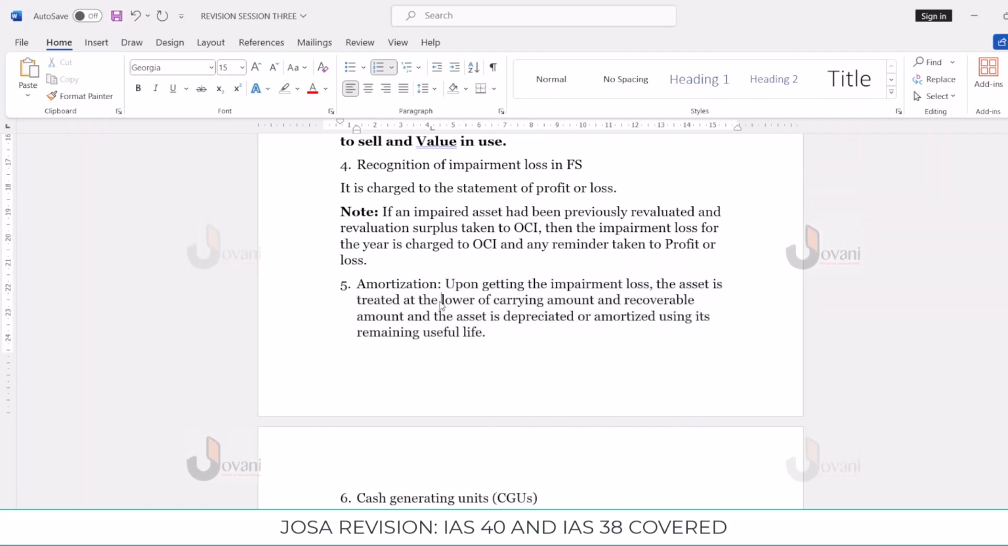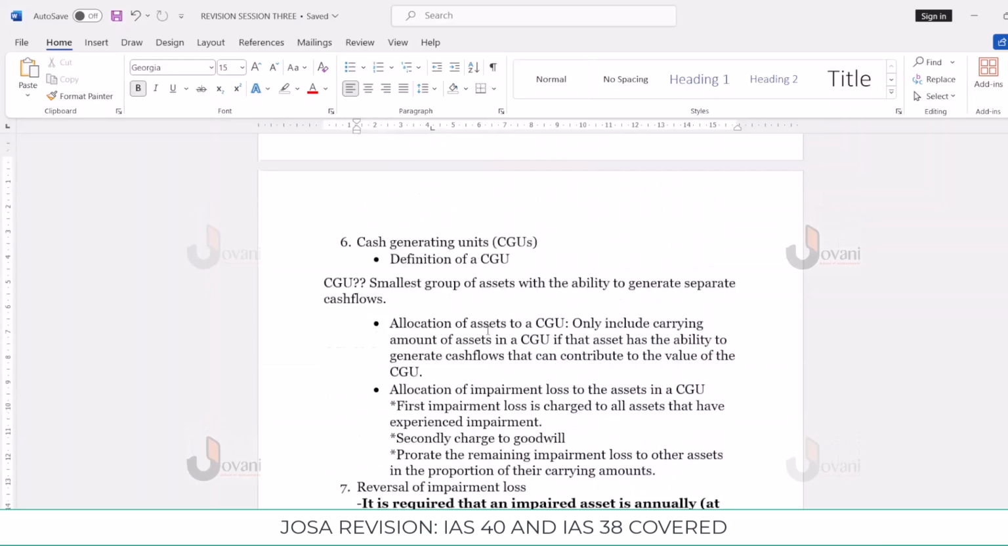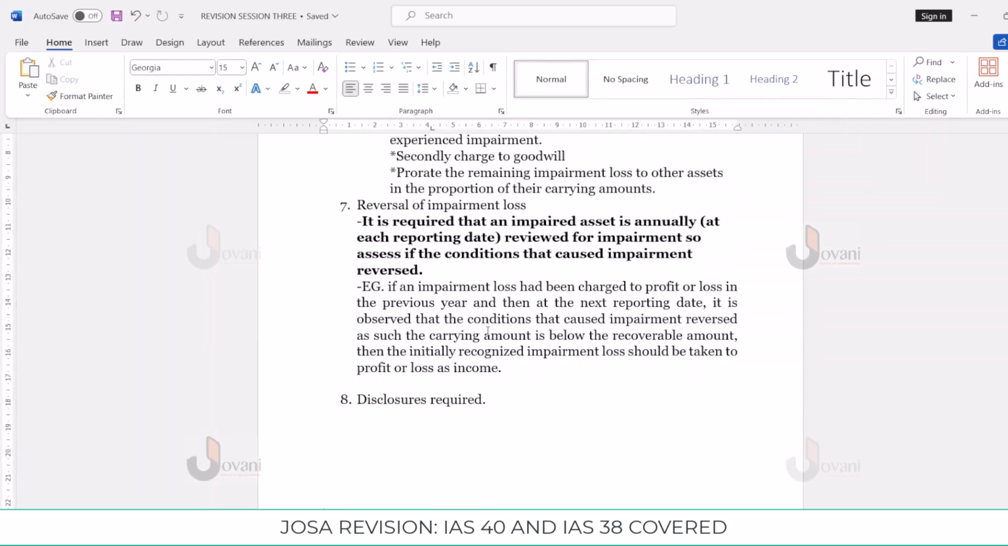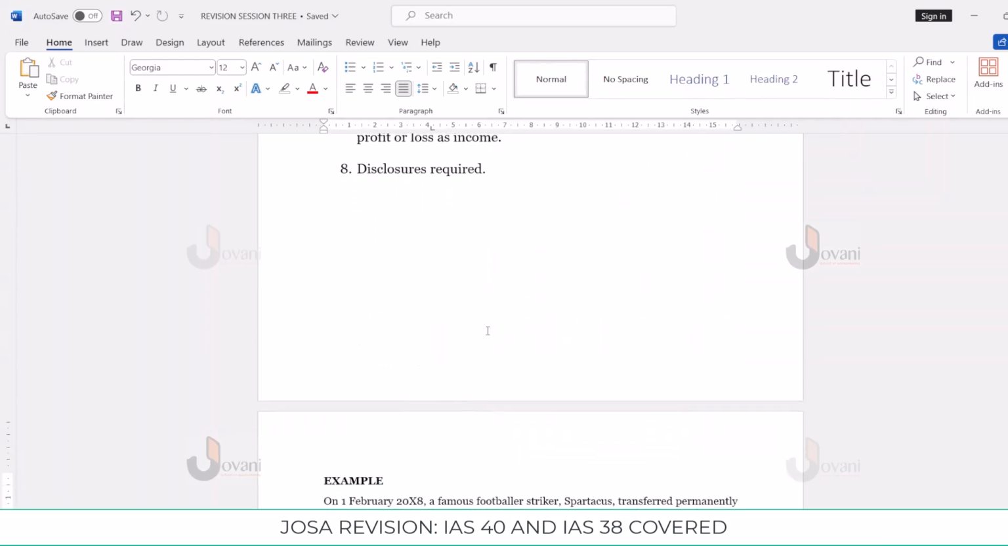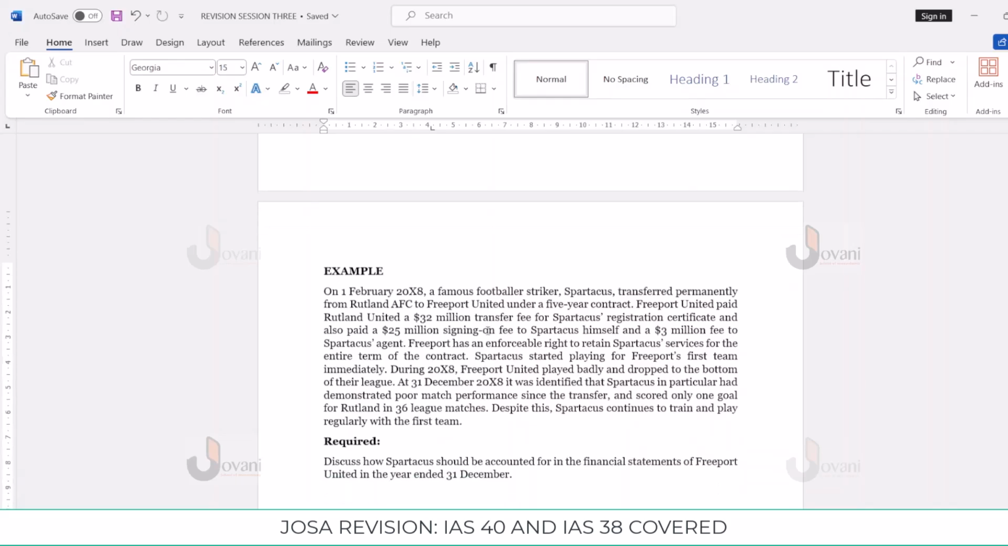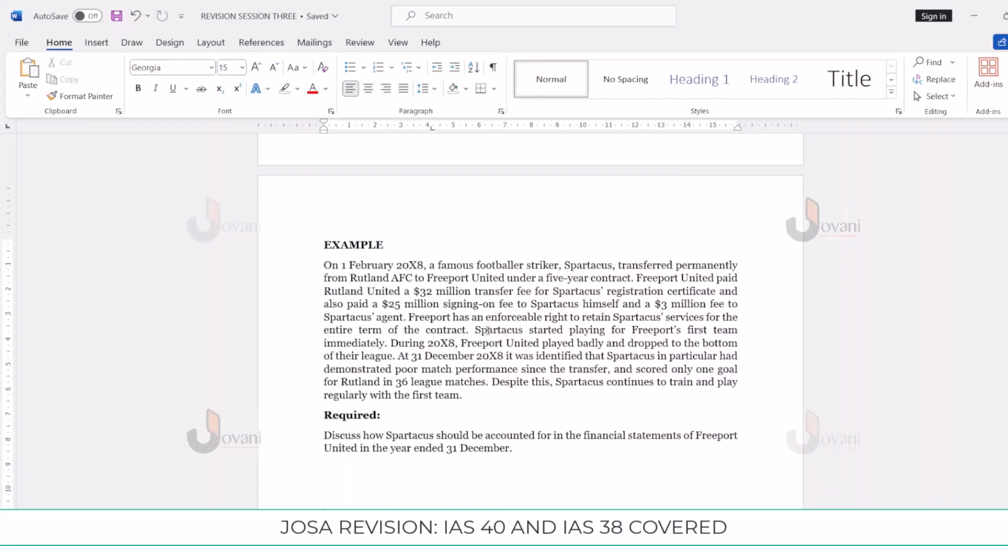That is a very good question. Members, are you remembering this? That is what Michael was asking. At the time of reversal, you take the lower of carrying amount and recoverable amount. So you are going to maintain the carrying amount of the asset, and then you reverse the impairment loss. Is that okay with everyone? And Michael, is it fine now? Yeah, it's okay. All right, that's a good question.